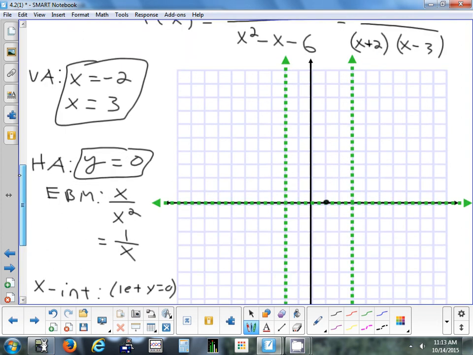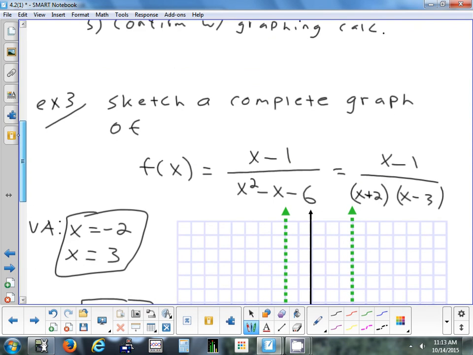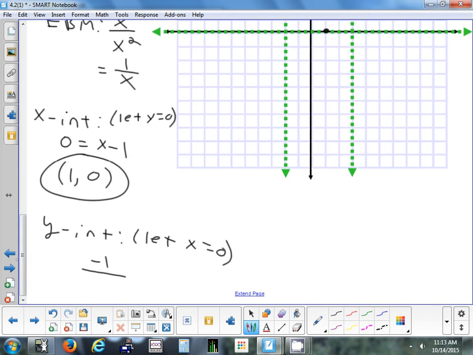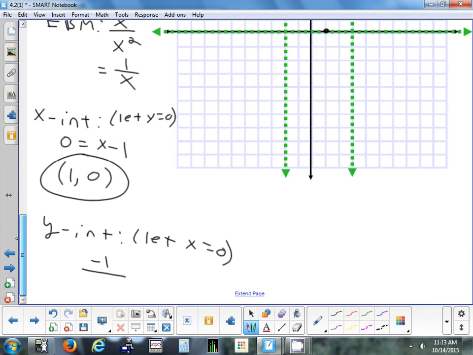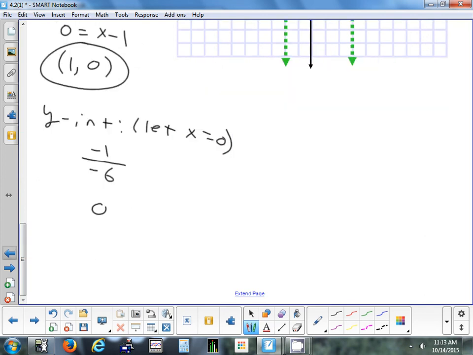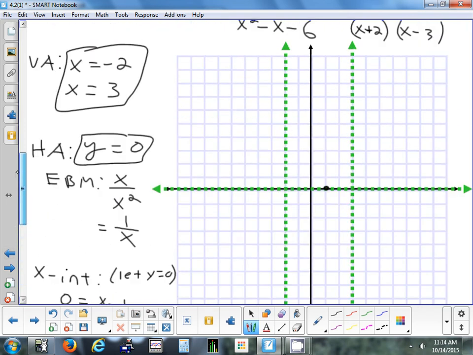And evaluate it. Well, if we plug 0 in the top, Dave, what's 0 minus 1? Negative 1. 0 squared? 0. Minus 0? 0. Minus 6. Negative 6. So your y-intercept is going to be at (0, 1/6), just above the origin.